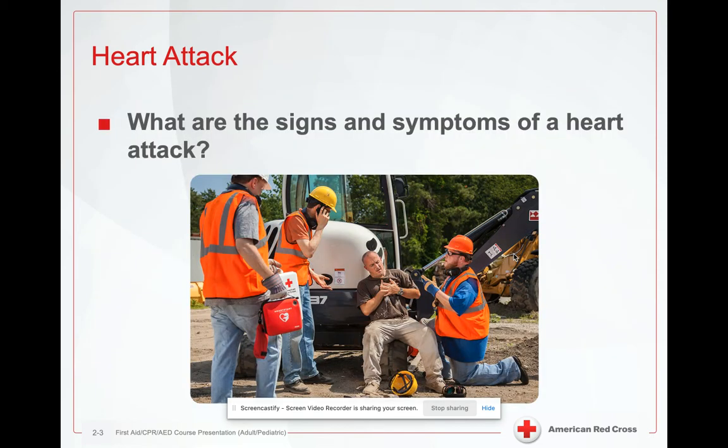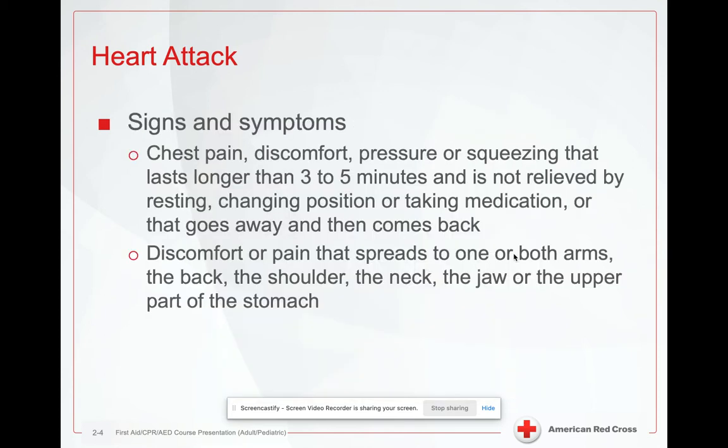So, again, thinking about it, what are the signs and symptoms of a heart attack? I want you to go ahead and think over what those might be. So, signs and symptoms, and again, it's important to note that not everyone is going to have all of these symptoms, and even if they've had multiple heart attacks, symptoms may not be the same every time. So, some common ones are going to be chest pain, discomfort, pressure, squeezing that lasts longer than 3 to 5 minutes and is not relieved by resting, changing position, or taking medication, or that goes away and then comes back.